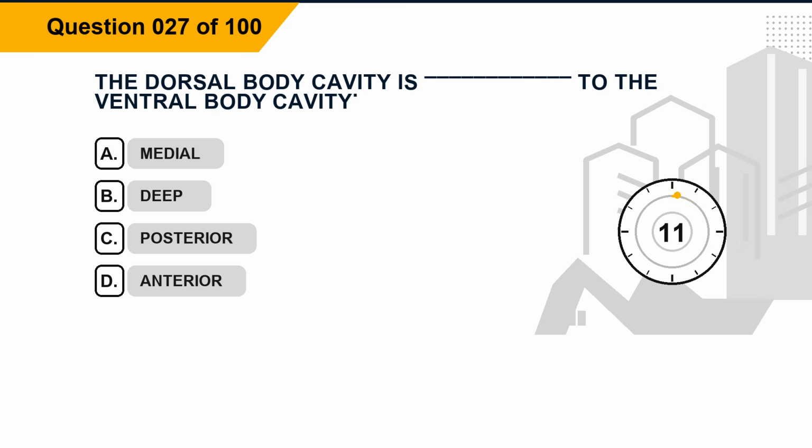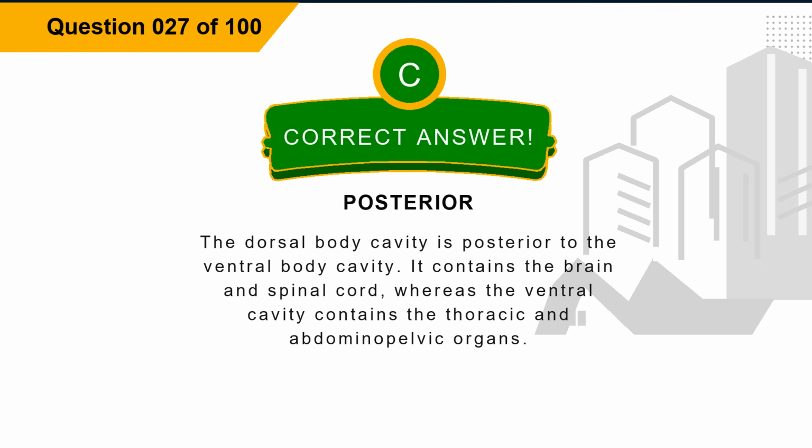Question 27. The dorsal body cavity is blank to the ventral body cavity. Option A, medial. Option B, deep. Option C, posterior. Option D, anterior. The correct answer is option C, posterior. Explanation. The dorsal body cavity is posterior to the ventral body cavity. It contains the brain and spinal cord, whereas the ventral cavity contains the thoracic and abdominopelvic organs.